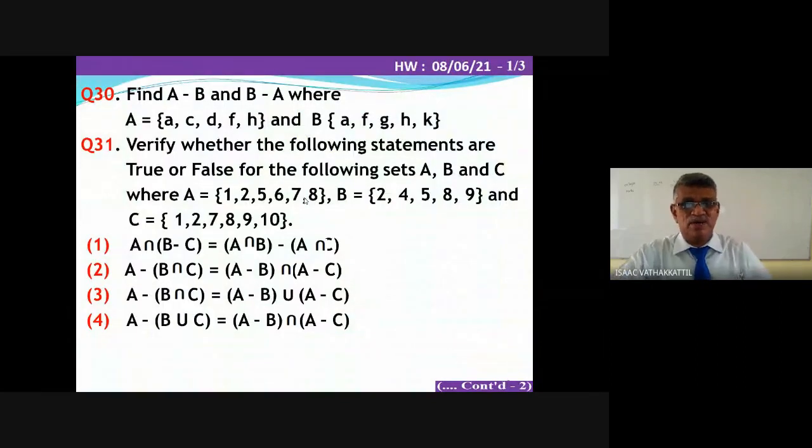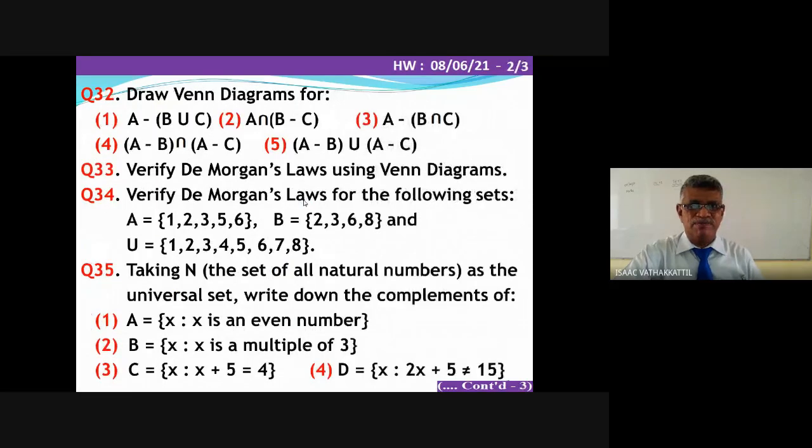So let me just go fast through yesterday's questions. I hope these are very simple. Find A minus B and B minus A, where A and B are given sets. I don't have to take that up. Question number 31 again: verify whether these are true. Again, these are simple ones. I don't have to pick them up. Let me start with this.